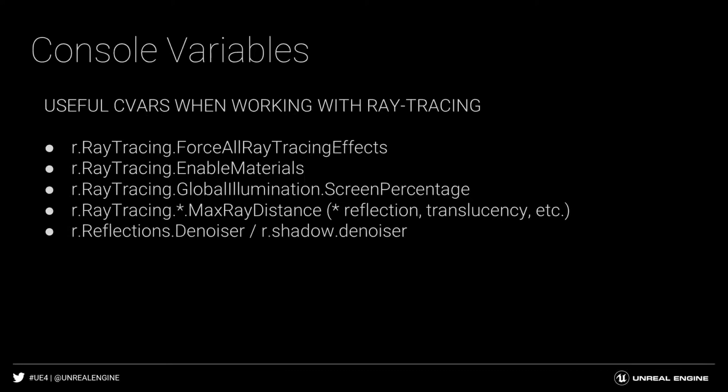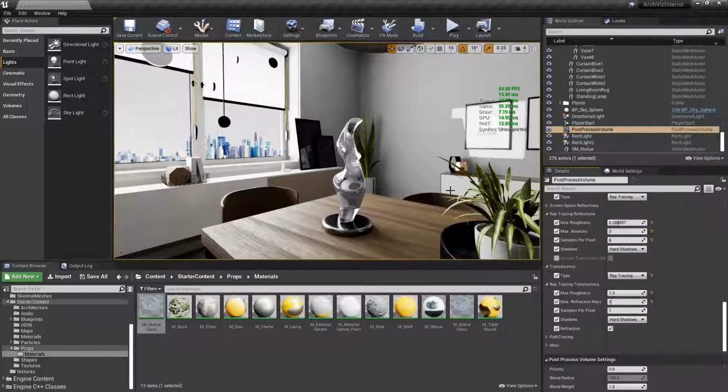Now, we did look at console variables a little bit today. There are some other options available to help you with your performance. I've listed a few good ones here. Some of them are good for modifying your performance, and some are just good for debugging. For instance, we already looked at raytracing.enable materials. We can also enable and disable all ray tracing effects entirely using r.raytracing.force all ray tracing effects. Let's jump into the scene and have a look at that.